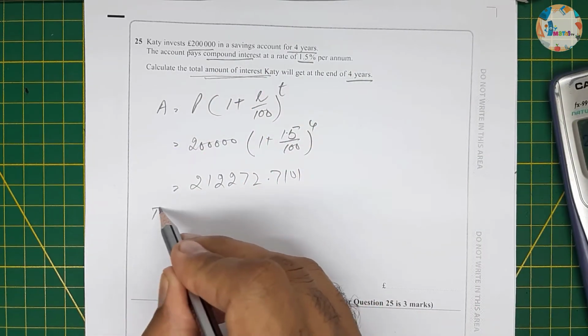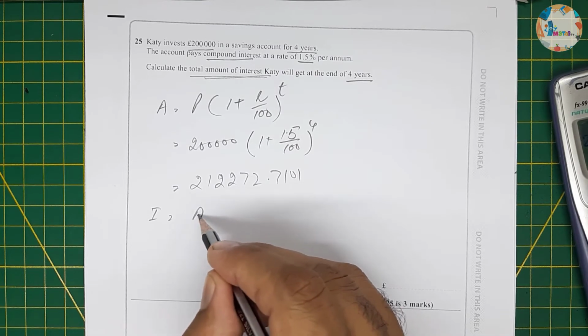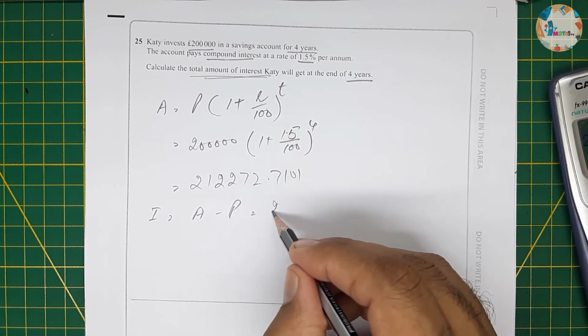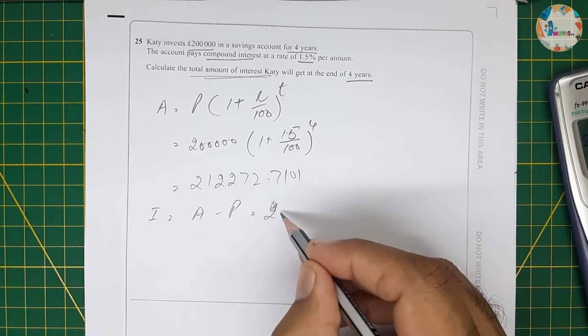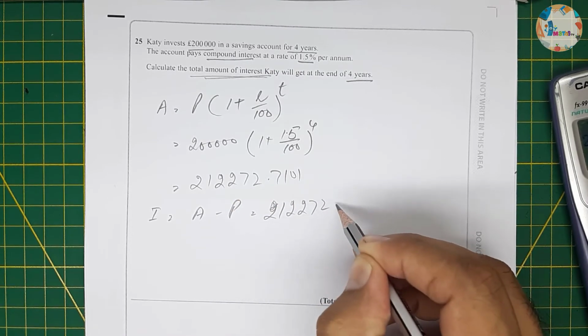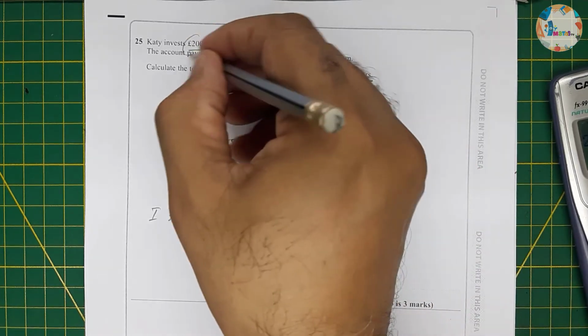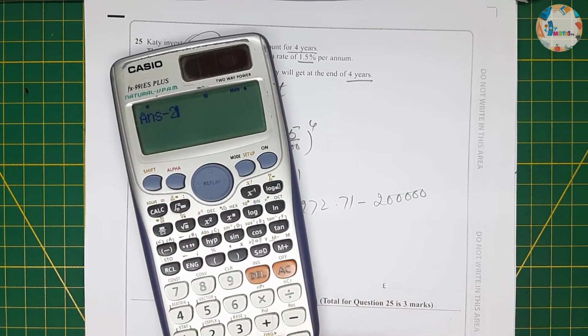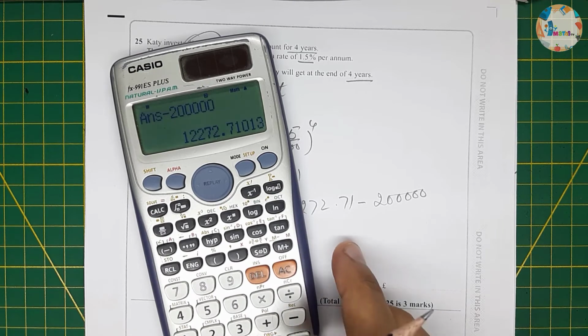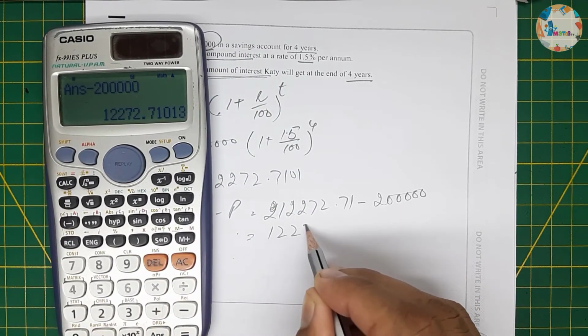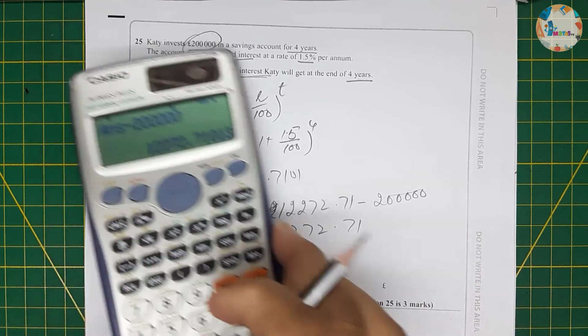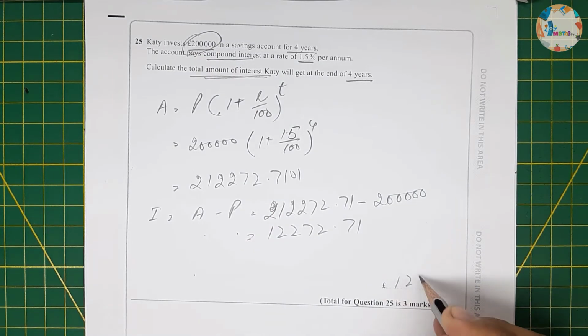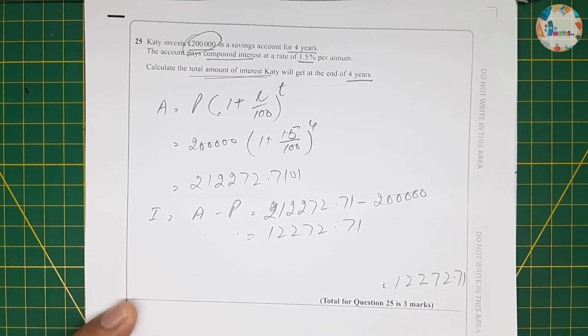Now calculate the total amount of interest. So interest will be equal to amount minus principal amount. So this will be 12272.71 minus this principal amount, which is 2, 1, 2, 3, 4, 5 zeros, and we will subtract from here, and the answer will be 12272.71. This will be our final answer.